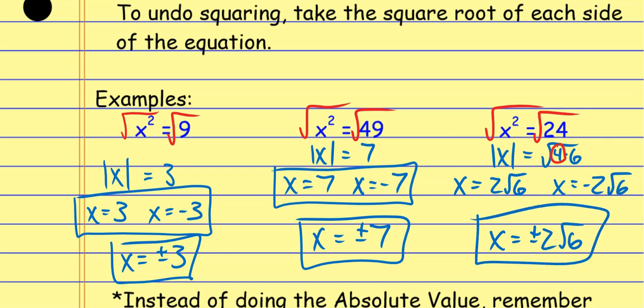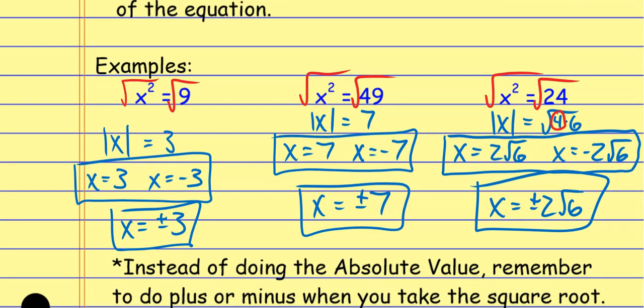Okay? And so here's the thing. It seems like a lot of work to sit here and do the absolute value every time and then split up the absolute value and solve it. We could do that literally every time, but then we're going to do twice as much work as we need to do. All we need to remember is, hey, when I take the square root of each side, it's plus or minus that value, all right?